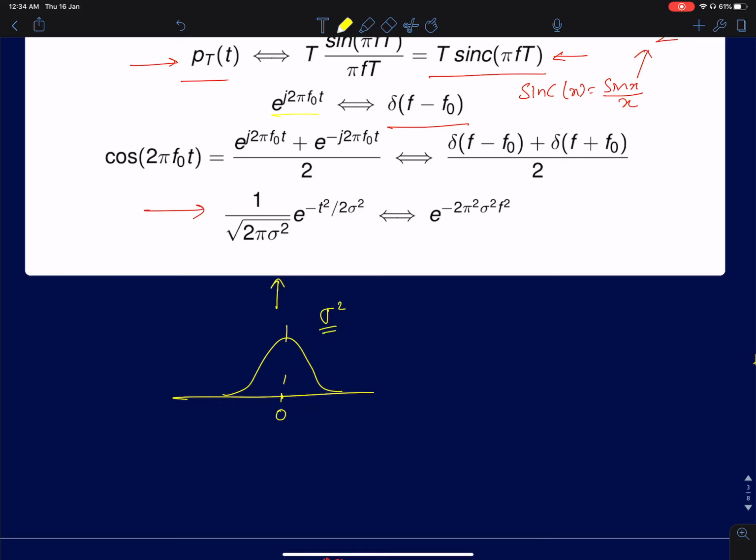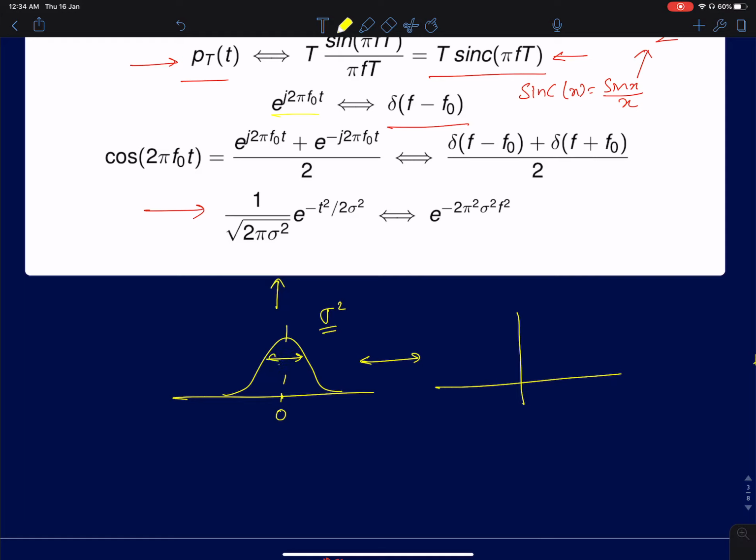In time domain. The Fourier transform is also a Gaussian. This is a very interesting property. So Gaussian is the only function whose Fourier transform is also a Gaussian. For no other function is this condition satisfied. Of course, the variance is definitely going to be different once we go to the frequency domain, but the nature of the function will remain the same. It will be a Gaussian.